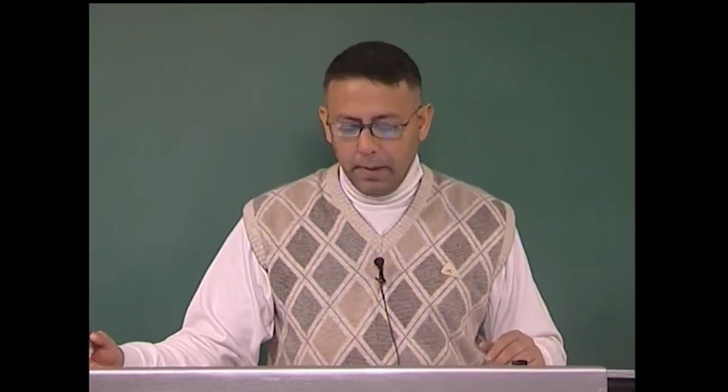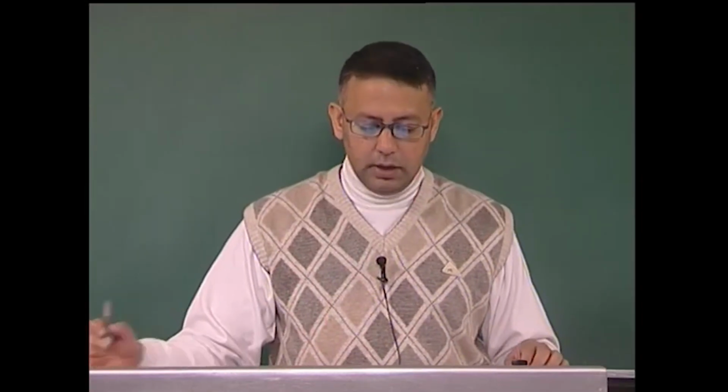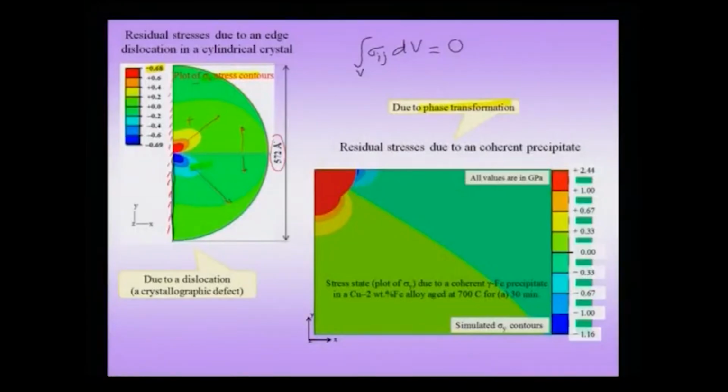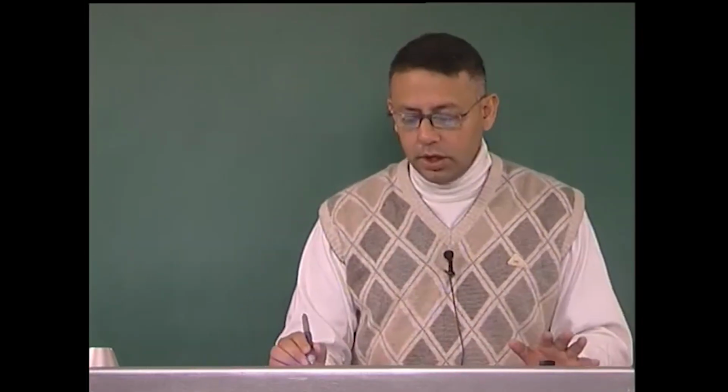Now, of course, depending on the kind of dislocation we are considering, whether pure edge, pure screw, or a mixed dislocation, the stress field which we are seeing could vary considerably. But here we have considered an edge dislocation in a cylindrical body for convenience. And you will notice that the size of the body is also very constrained, about 50 or 60 nanometers. Now, the stress field we are seeing is because of a crystallographic defect, which is a dislocation. On the other hand, the other example we are considering here is due to a phase transformation. That means that there is originally a parent phase in which there is a small region of material which is transforming to a different phase.